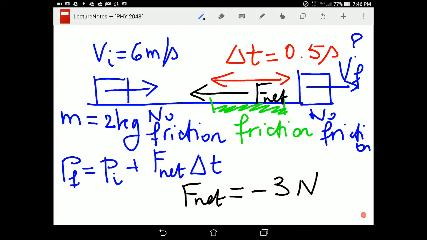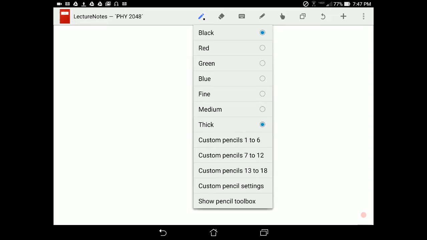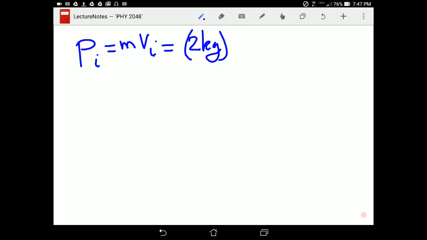So how do we figure out the final velocity here? Well, we will put things together. The initial momentum was the mass times the initial velocity. So this was 2 kilograms multiplied by a velocity of 6 meters per second. So we had an initial momentum of 12 Newton seconds, or 12 kilogram meters per second.